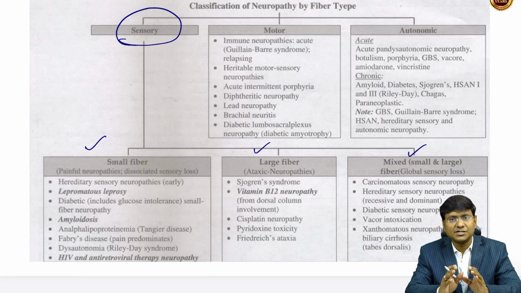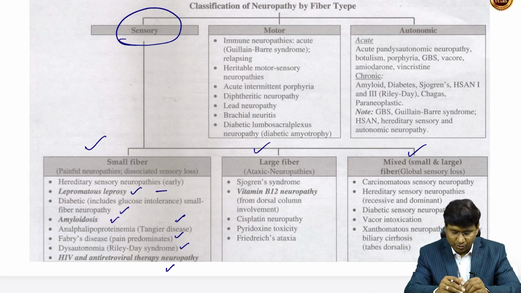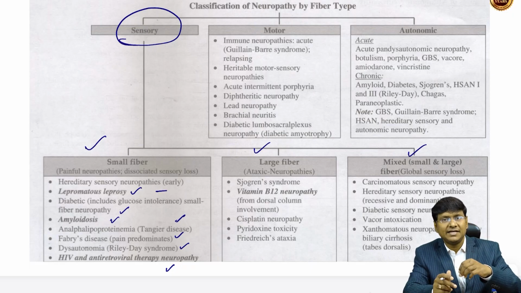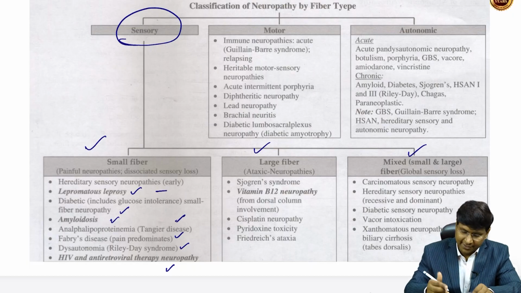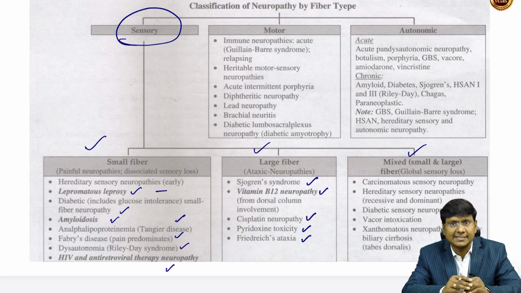So in case of small fiber involvement, that is hereditary sensory neuropathies, lepromatous leprosy, diabetic neuropathy, amyloidosis, Tangier's disease, Fabry's, dysautonomia, then HIV and antiretroviral therapy. So these are the etiologies which will cause small fiber neuropathy. Large fiber neuropathy includes Sjögren's, vitamin B12 neuropathy, cisplatin neuropathy, pyridoxine toxicity, and then Friedreich's ataxia.